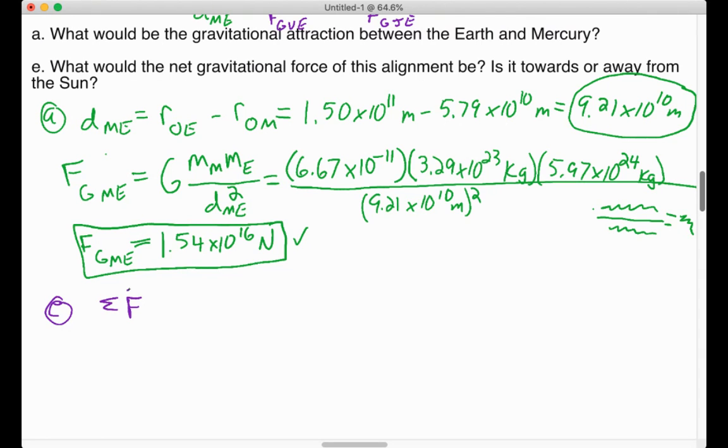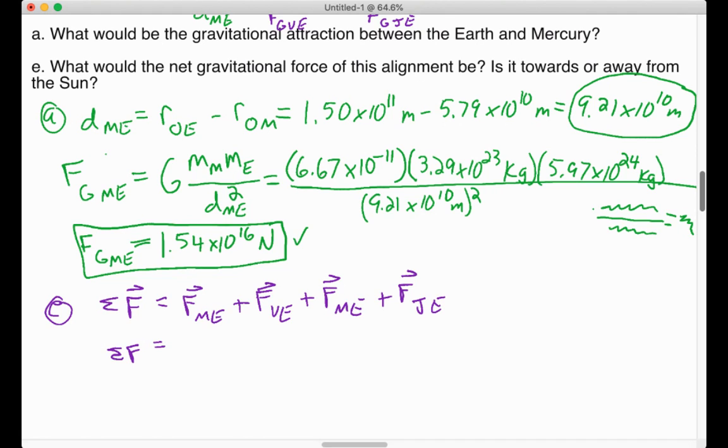sigma F, so all of the gravitational forces that we're dealing with on the Earth, is equal to F Mercury on the Earth with a hat plus F Venus on the Earth, also plus with a hat, plus F Mars on the Earth with a hat, plus F Jupiter on the Earth, also with a hat. And then we've got to deal with the hats. So we have to guess which way this force is going. I'm going to guess that the force is going to the right, so sigma F would get a plus.